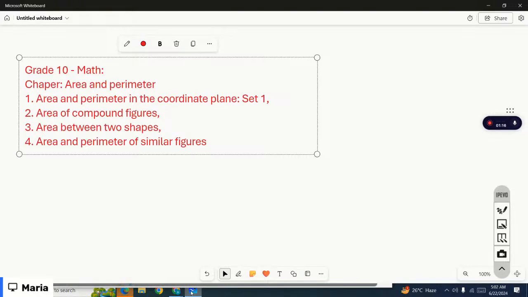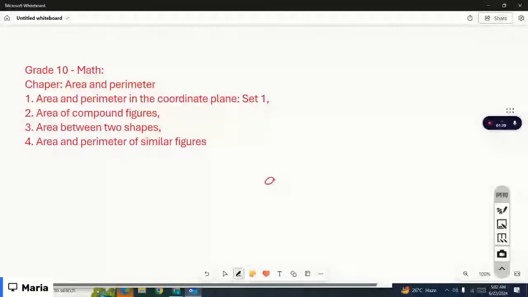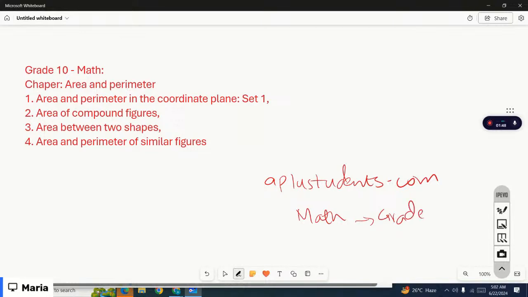Good for grade 10 math. You can find all the lessons on ablestudents.com. You have to log in there using your email address and the password provided by the administrator. Then you have to select math from the subject tab, scroll down to grade 10, and then click on view all lessons.